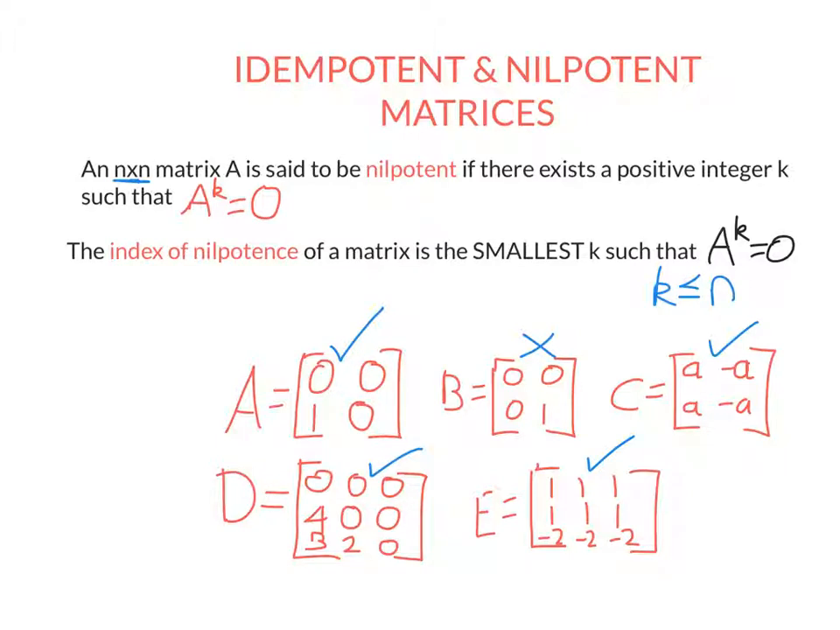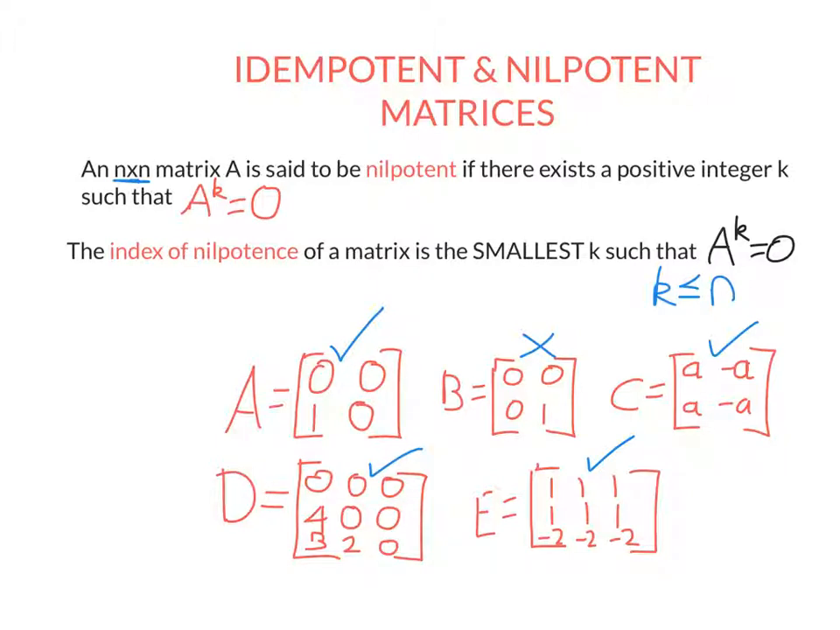But it turns out you can rule out matrices from being nilpotent straight away by checking their trace. It turns out that all of the eigenvalues of a nilpotent matrix are equal to 0. Remember, the trace of a matrix is equal to the sum of the eigenvalues. Therefore, the trace of any nilpotent matrix must be equal to 0. And you can see A, C, D, and E all have a trace that is equal to 0.